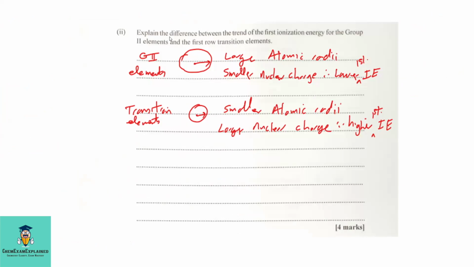3 part 2. Explain the difference between the trend of the first ionization energy for the group 2 elements and the first row transition elements. So for the group 2 elements, they have larger atomic radii, smaller nuclear charge, therefore lower ionization energy. Or I can say lower first ionization energy. While for the transition elements, they have smaller atomic radii and larger nuclear charge, therefore higher first ionization energy. Now, the nuclear charge is a charge of the nucleus. So the more protons you have, the more positively charged your nucleus would be to attract the electrons on the valence shell.